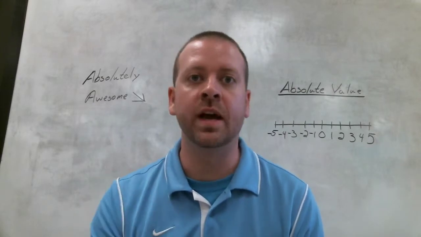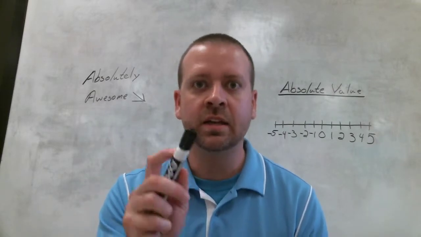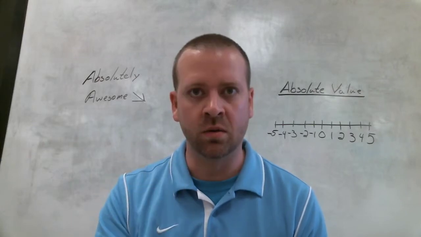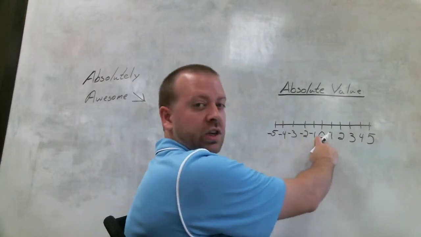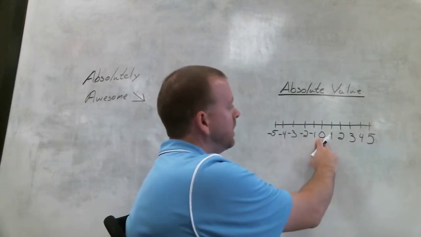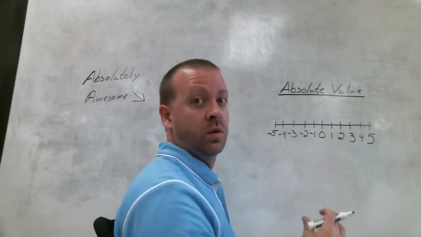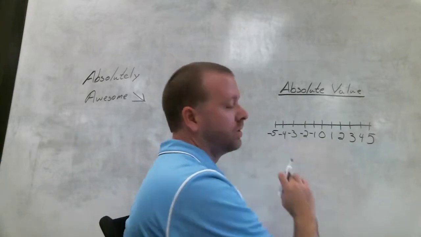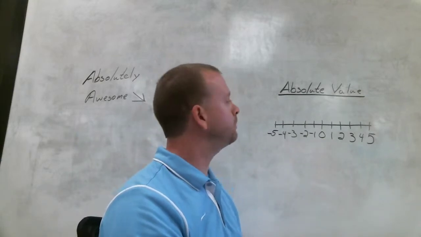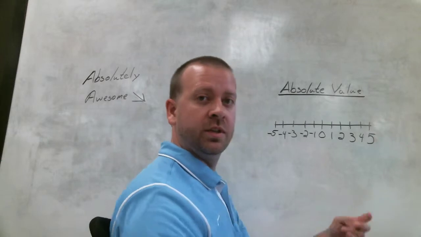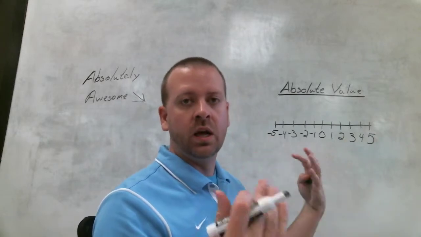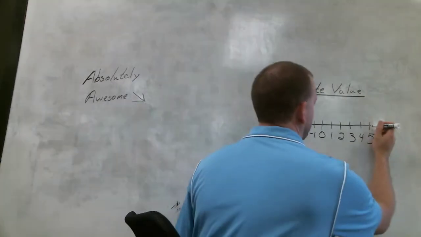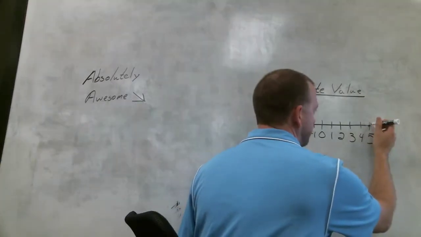Remember the definition: absolute value is the distance from zero on a number line. As we know about number lines, 0 is usually your starting point, and you can either go right, which are positive numbers, or left, which are negative numbers. So if we're asked, what's the absolute value of 5? I go over here to where 5 is.